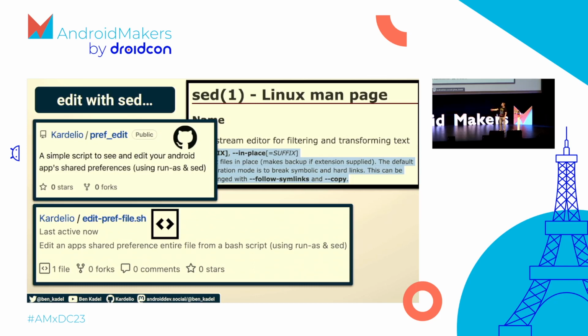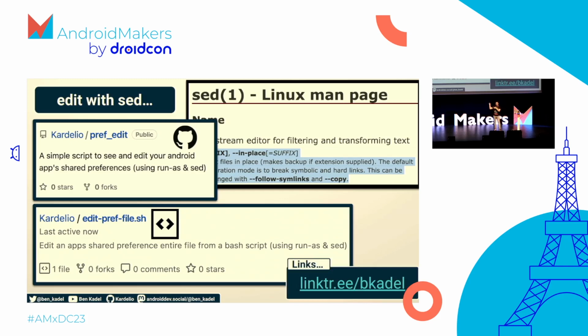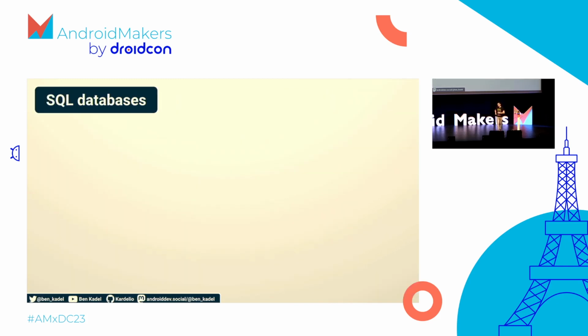Or there's the other one beneath it, which is the one I prefer. This gist here pulls down the shared preference file to your computer, lets you edit it to your heart's content in your favorite text editor, which of course is Vim. And then it does all of the clever uploading for you with a little bit of fancy sed footwork. Okay, again, links in the link tree. Please check them out. Oh my goodness, I'm running out of time.